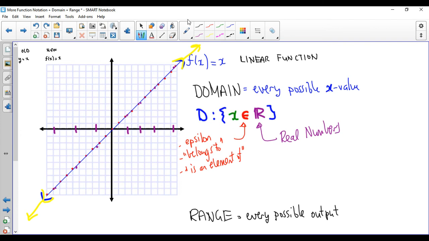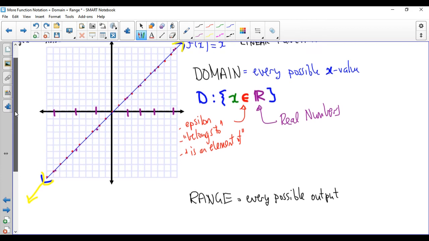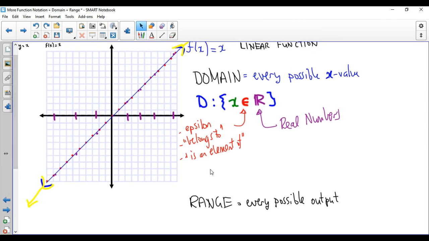So what this domain written using notation means is that x belongs to the set of real numbers, which is just a fancy way of saying that x can be any real number, can be any number. And the same thing applies for the range. So let me just bring this up here.